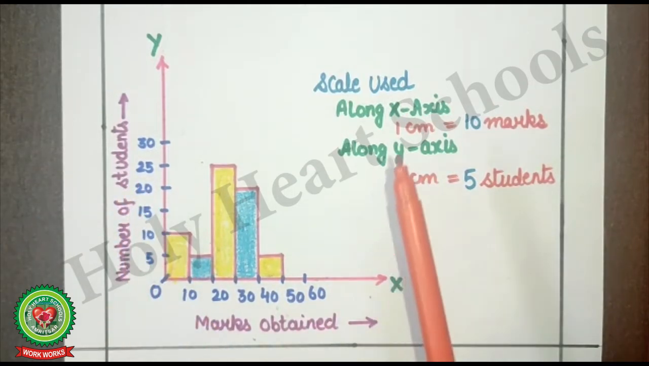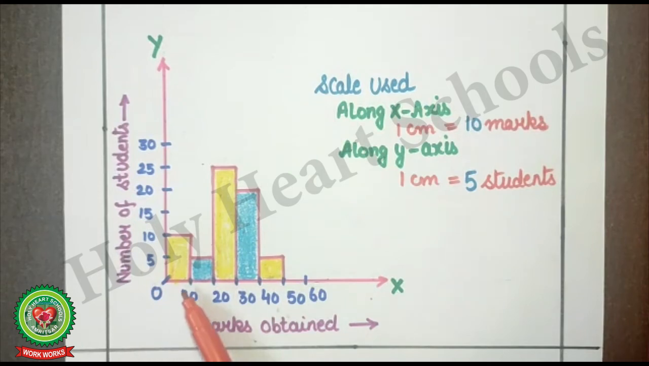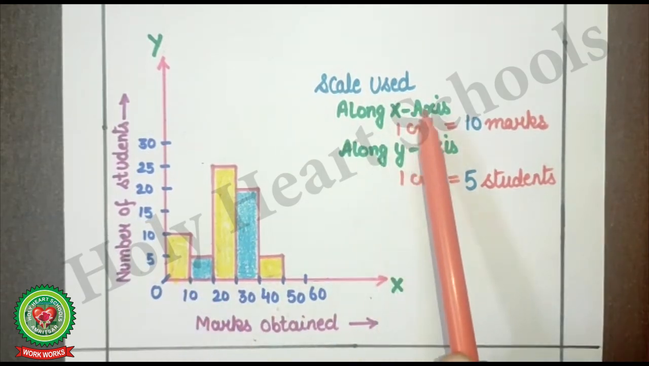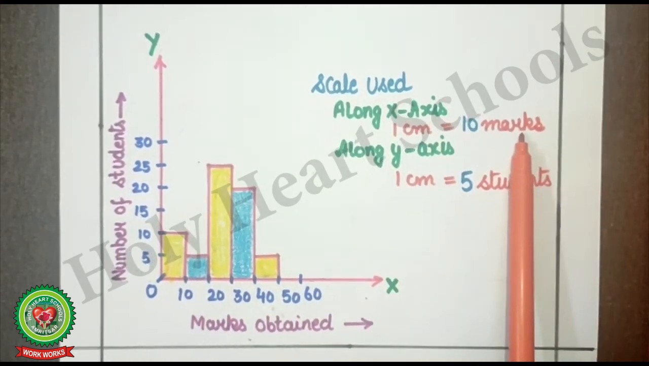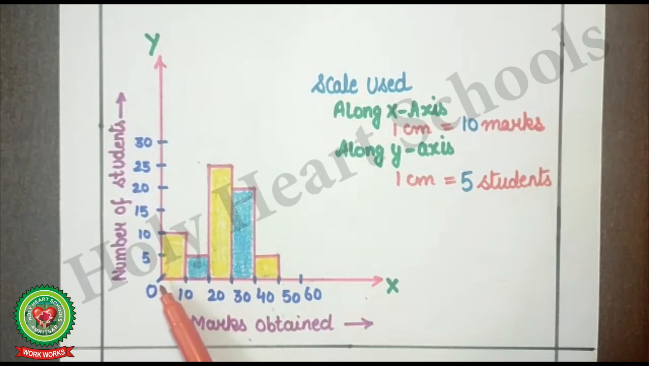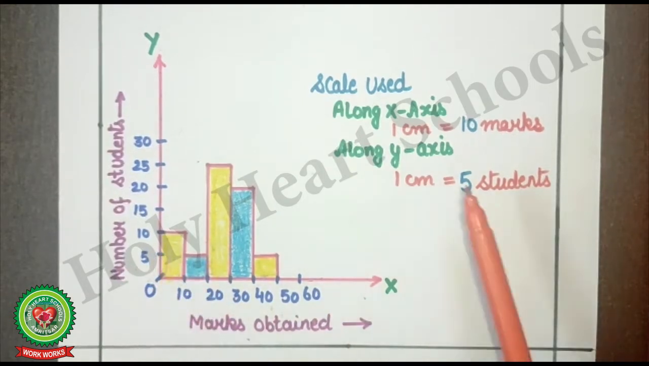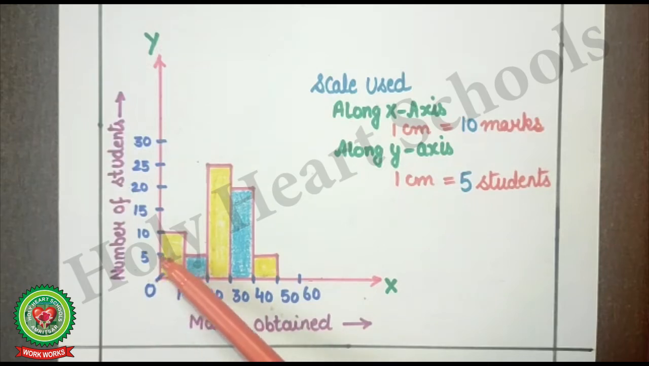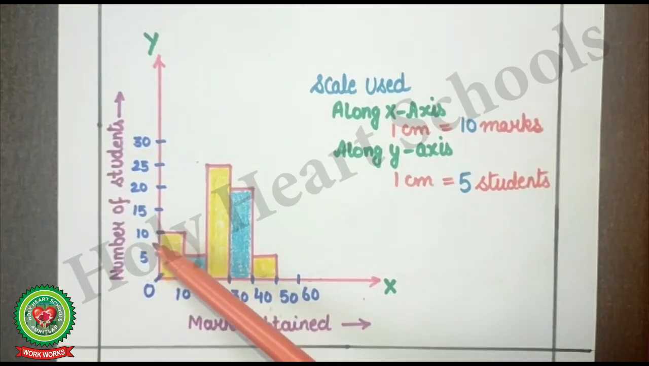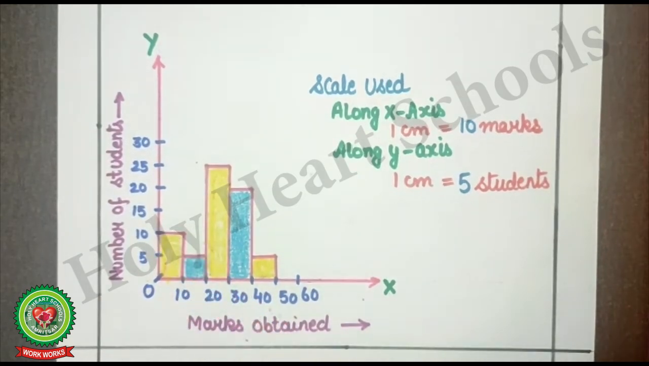The scale used is 1 centimeter along the x-axis equals 10 marks. Here, as you can see, there is a difference of 1 centimeter for 10 marks. And on the y-axis, 1 centimeter equals 5 students, again 1 centimeter 5 students, again 1 centimeter 5 students.